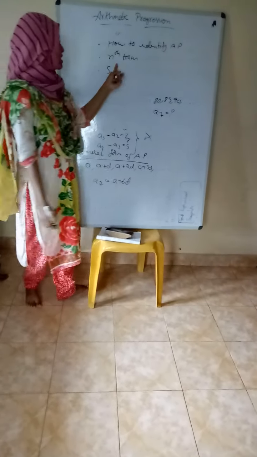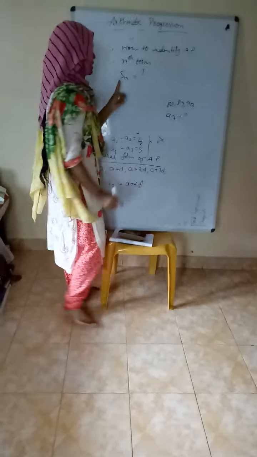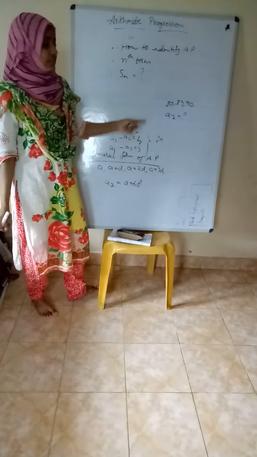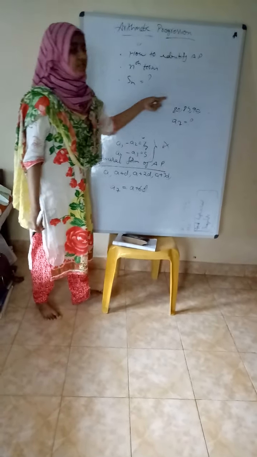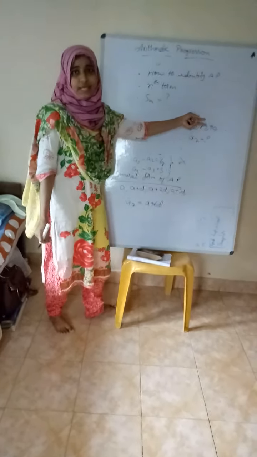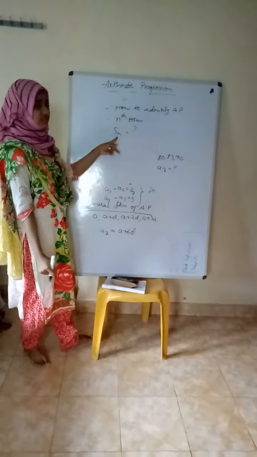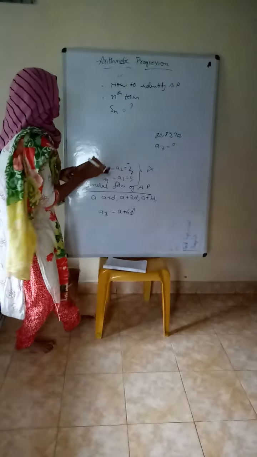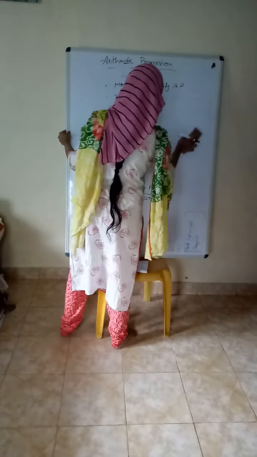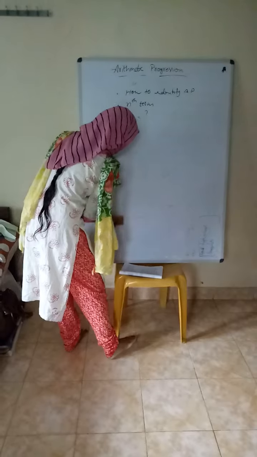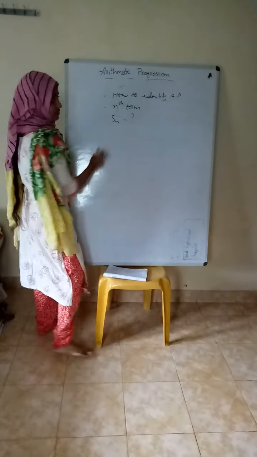What is A7? And what is Sn? Sn means the sum of the consecutive terms. They might give one set of AP and ask what is the sum of the first 10 terms of the AP. That we can find using the Sn formula. So what is the formula to find the nth term?